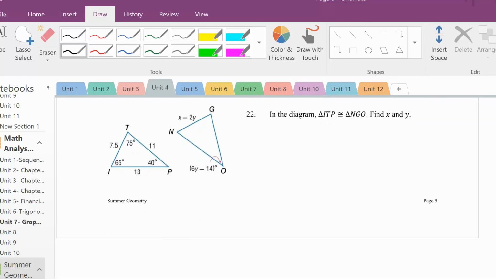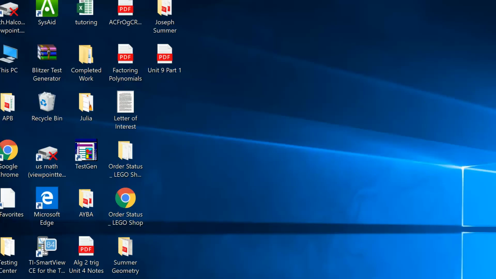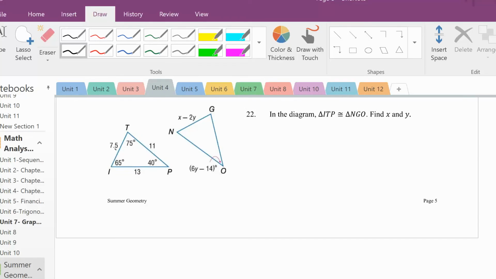So in the diagram, it says here that triangle ITP is congruent to triangle NGO. So that means that IT is congruent to NG. So that means x minus 2y equals 7.5. And it also means that IP is congruent to NO. And the only other thing we know is the angle here. So it means angle O is congruent to angle P. So that means 6y minus 14 equals 40.